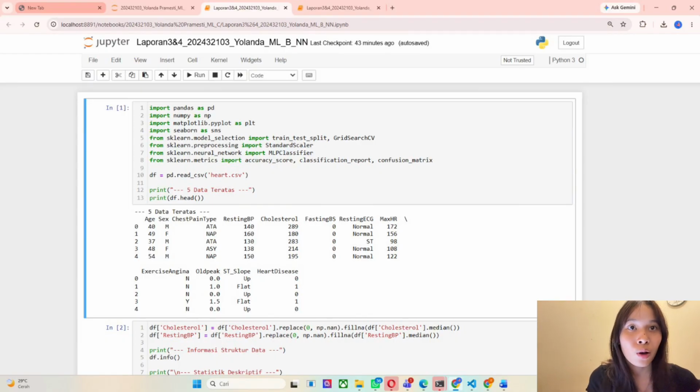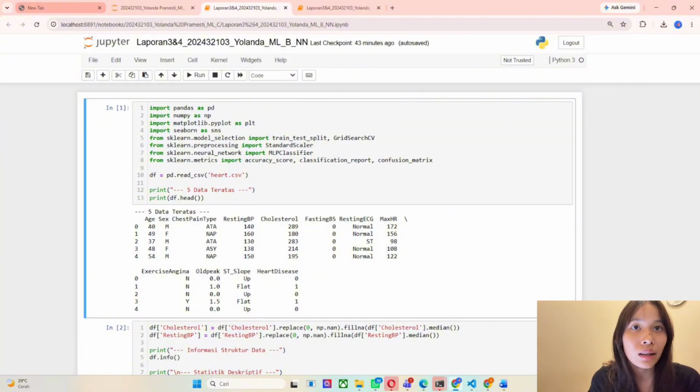So first, neural network. Let's start with the first part of the assignment, which is the neural network model. In this screenshot, the first few cells are dedicated to preparing the environment. I import fundamental libraries: pandas for data manipulation, NumPy for mathematical operations, and matplotlib alongside Seaborn for data visualization. Then I load the raw dataset named heart.csv into a data frame.